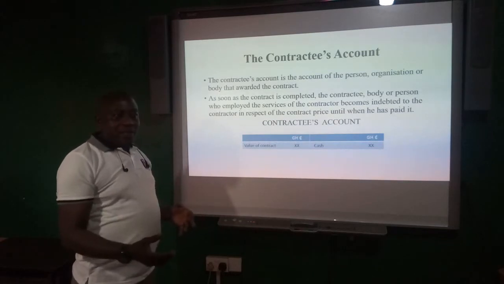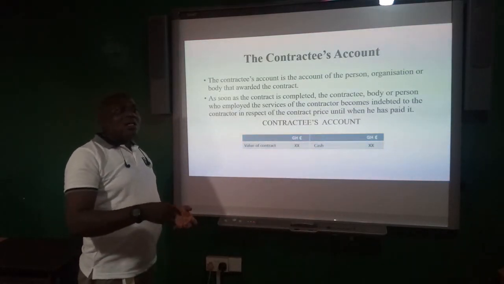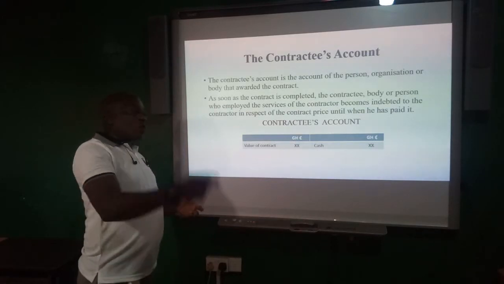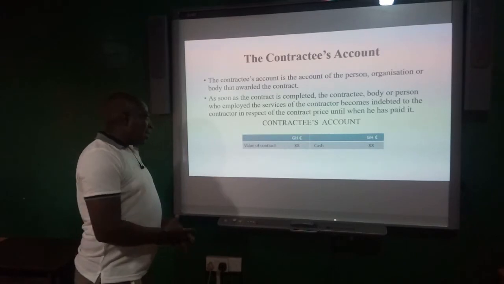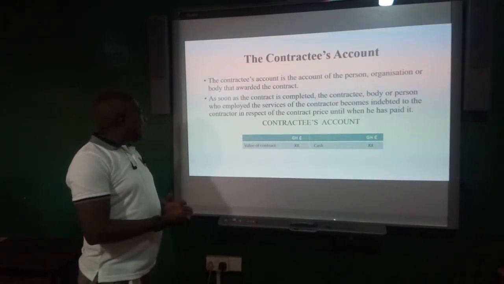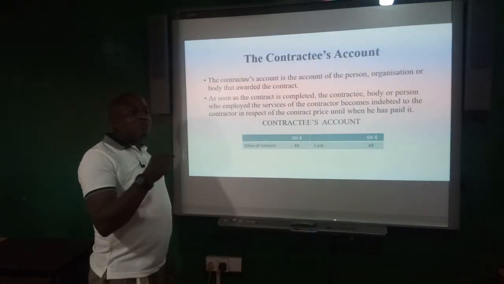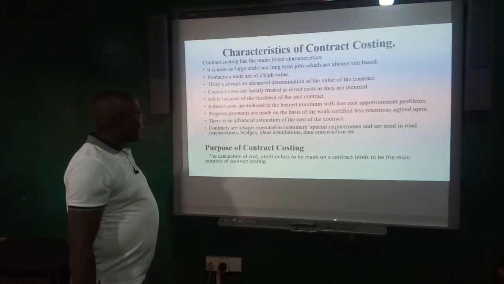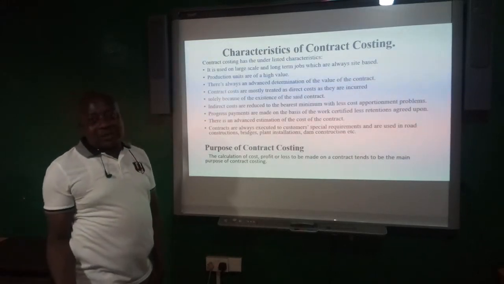Until you pay the amount, the contractee will be indebted to the contractor. And this is the contractee's account. On the debit side, you record the value of the contract, and then on the credit side, the cash that you have paid to the contractor. And these are the characteristics of contract costing.